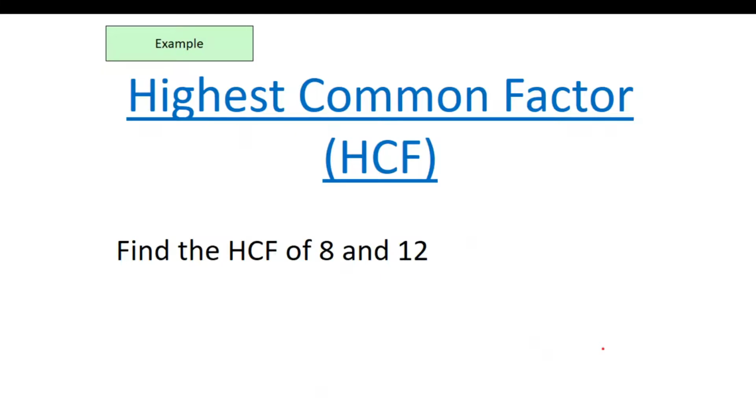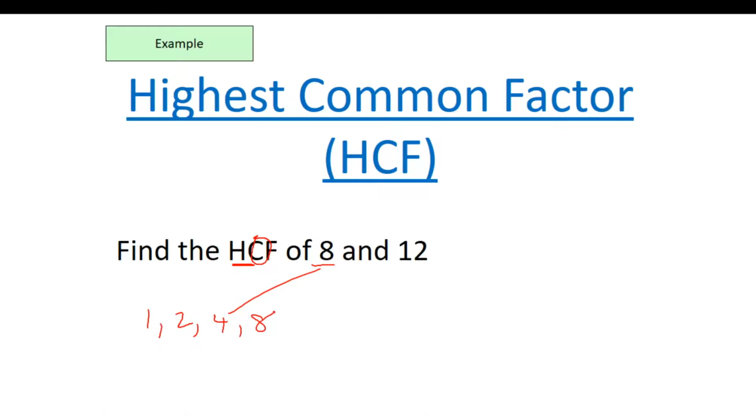Okay, so for highest common factor, again, as it was for LCM, you're looking for the highest number that's common to both lists, and obviously it's a factor. So 8 and 12, I'll write all the factors of 8 first, over here. So I've got 1, 2, 4, 8.